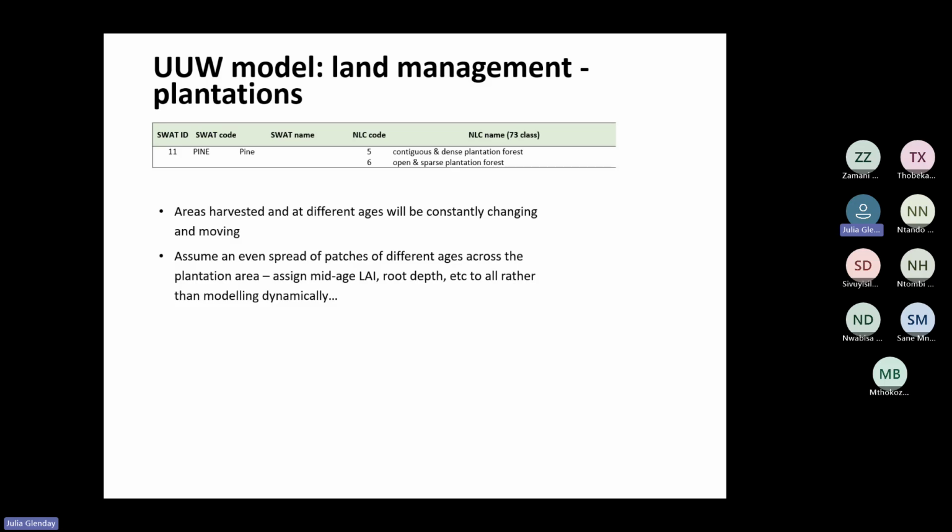That may mean that some of the performance is a little bit hindered, because in reality, you could have a subcatchment where it all just got harvested this year, and then another subcatchment area where it's all old plantation. If that does happen, it's just beyond the capacity to represent that directly at this point. So it's just assumed to be all mid-age plantation.